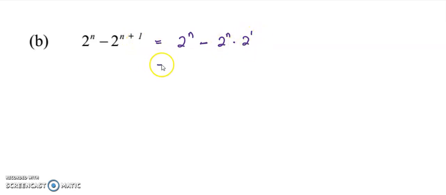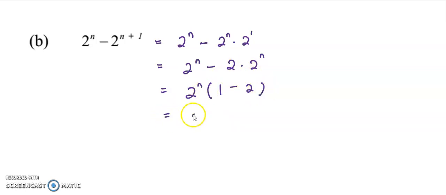After that, I can see that this is my 2 power of n minus, move the 2 to the front, 2 times 2 power of n. So you might factor out the 2 power of n, because both terms have the 2 power of n. You can take out the 2 power of n. Factor the 2 power of n from the first term, you have a 1, minus, factor out the 2 power of n from the second term, you get a negative 2. So here you see 2 power of n, 1 minus 2, you get negative 1. Then you can simplify your answer by writing it as negative 2 power of n.